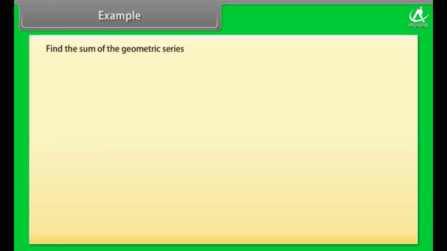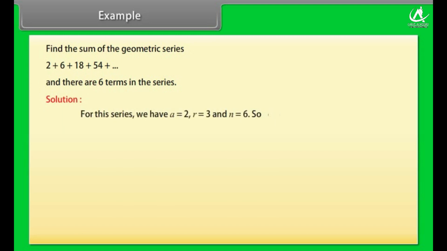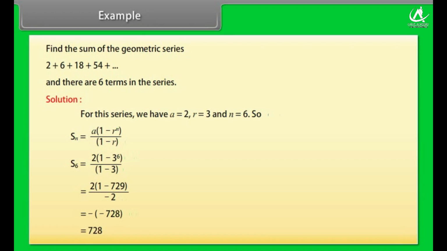Example: find the sum of the geometric series 2 plus 6 plus 18 plus 54 plus and so on, and there are 6 terms in the series. Solution: for this series, we have A is equal to 2, R is equal to 3 and n is equal to 6. So, Sn is equal to A into 1 minus R raised to the power n divided by 1 minus R. By substitution and calculation of the values, we get 728.